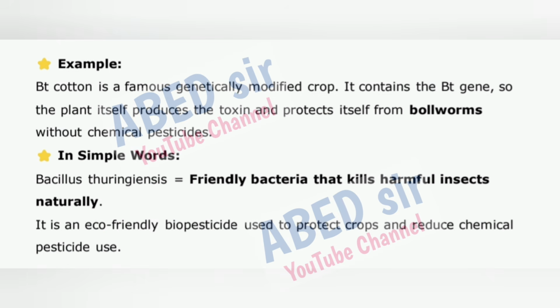In simple words, Bacillus thuringiensis is equal to friendly bacteria that kills harmful insects naturally. It is an eco-friendly biopesticide used to protect crops and reduce chemical pesticide use.